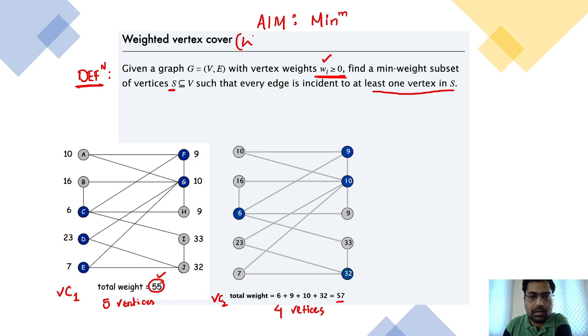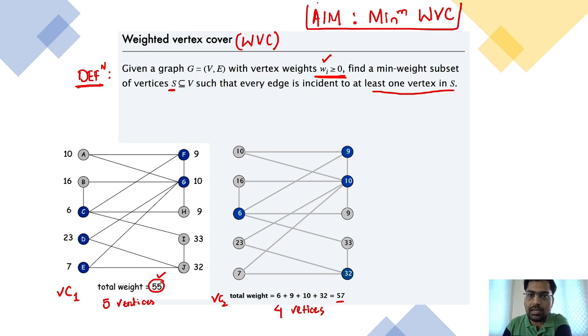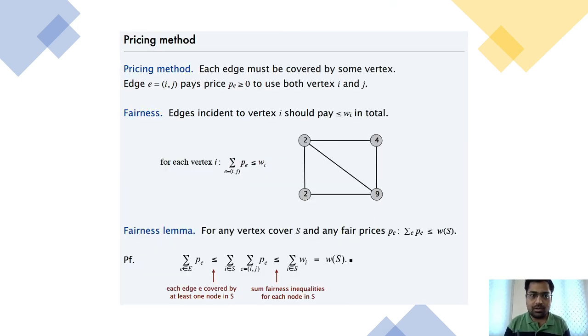Here I'm just naming that one WVC, meaning weighted vertex cover. Our goal, aim and objective, is a minimum weighted vertex cover, meaning the weight we are getting should be minimum. Then the approach we are following is the pricing method, so that's why we are going to discuss it. The main reason is that we are not getting the optimal, so we are trying to approach towards the optimal. Here the approximation we have used is the pricing method.